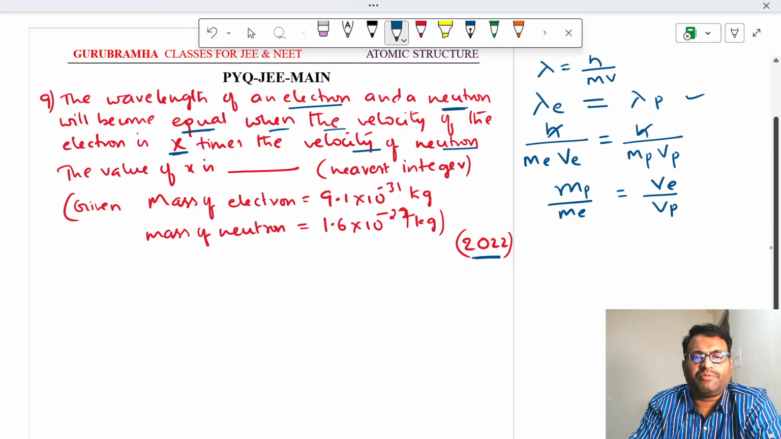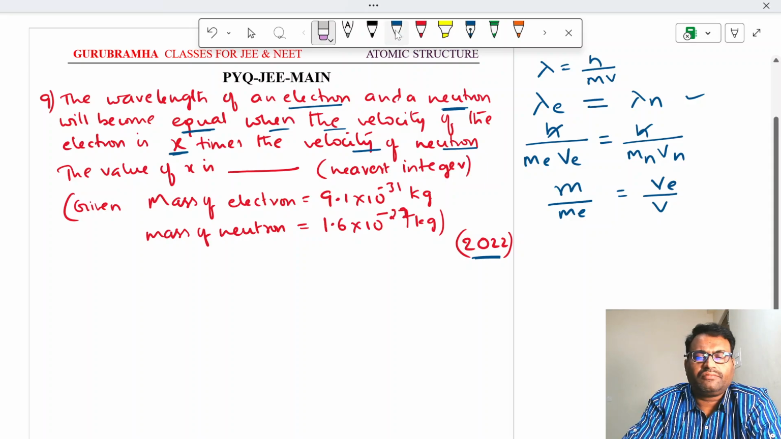Then what do you get? Mass of neutron is given in the question. What is given? It is the mass of neutron. Mass of neutron, how much is given?